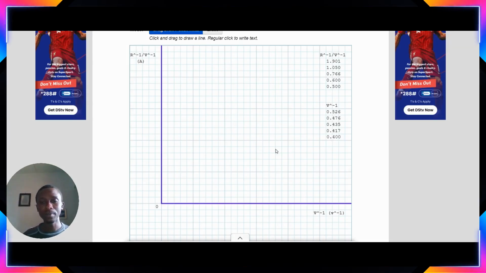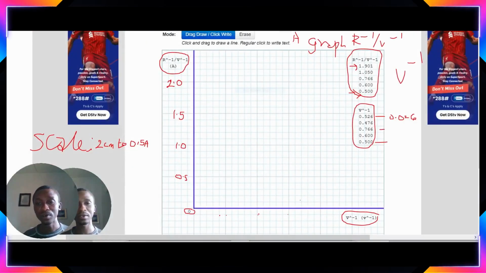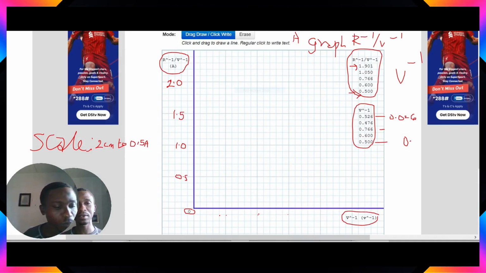Okay, now plotting the graph. Let me bring the values here as well. So the first is correct, the second is correct. The third is 0.435. The next is 0.417. And the last one is 0.400. So now we are going to plot that.